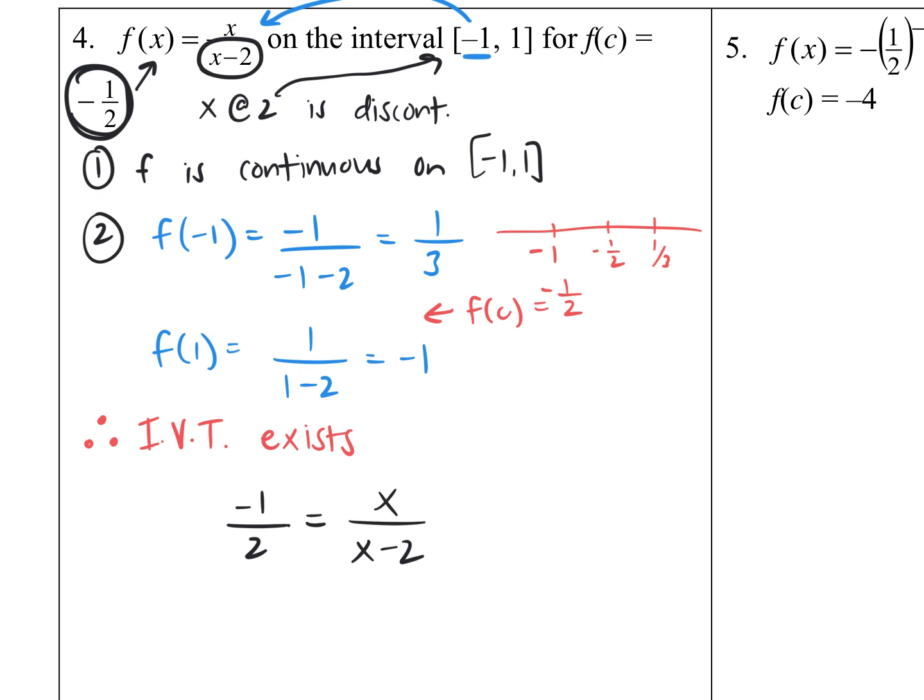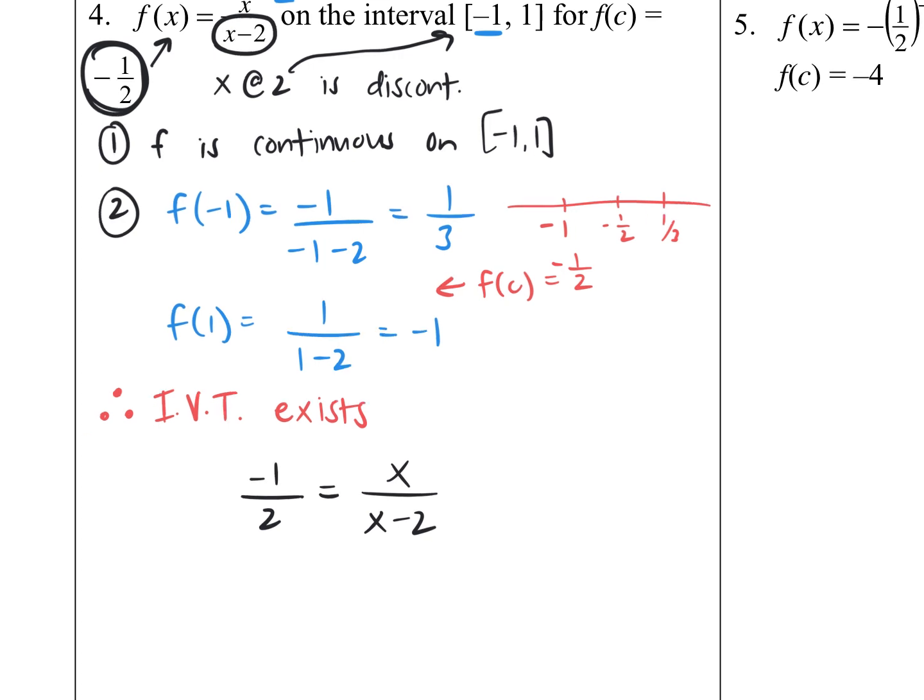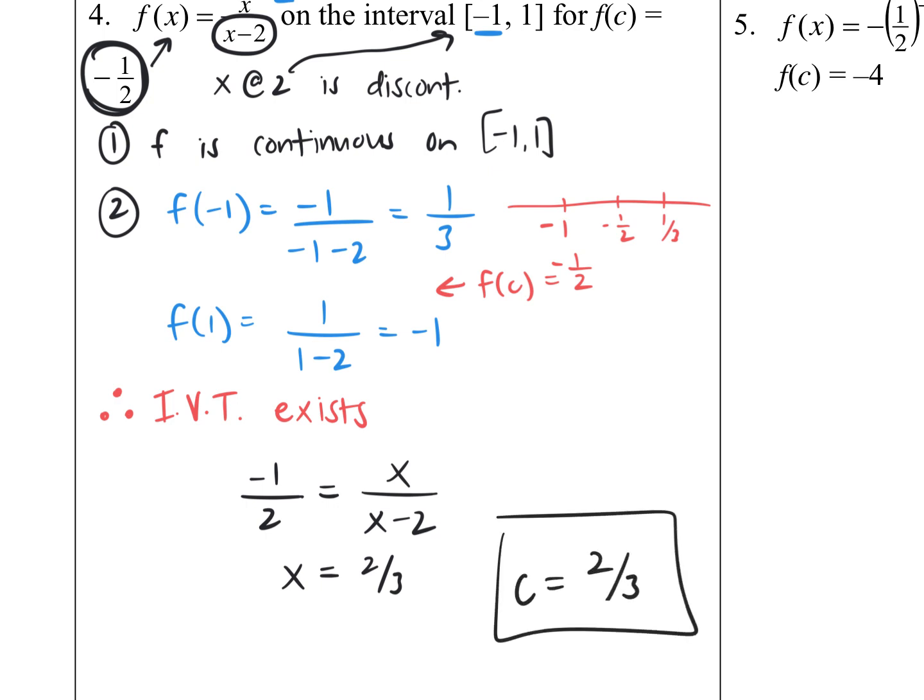Okay? Can you guys solve that? All right, go ahead and solve that for me. Okay, did we all get x to be 2/3? Yes? Okay, so our x is actually, we were solving for c, right? My f of c is equal to -1/2. So my c value is 2/3.